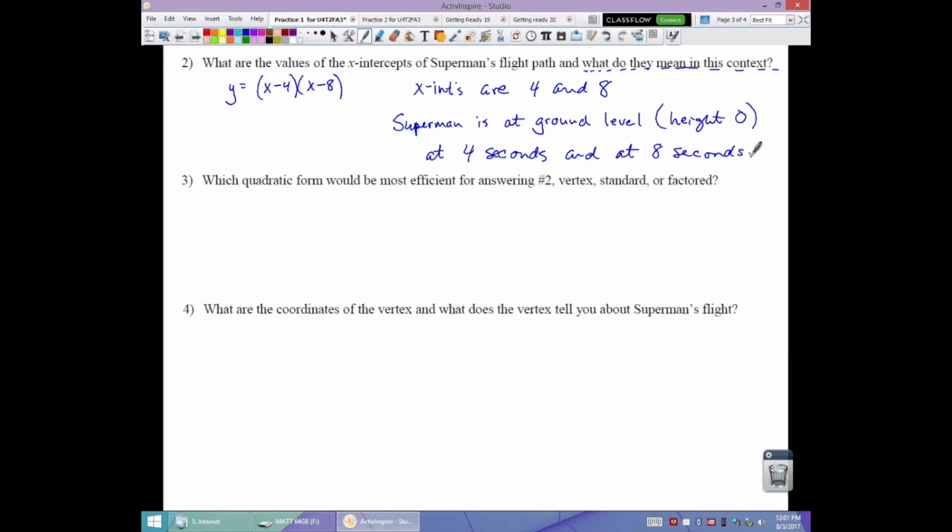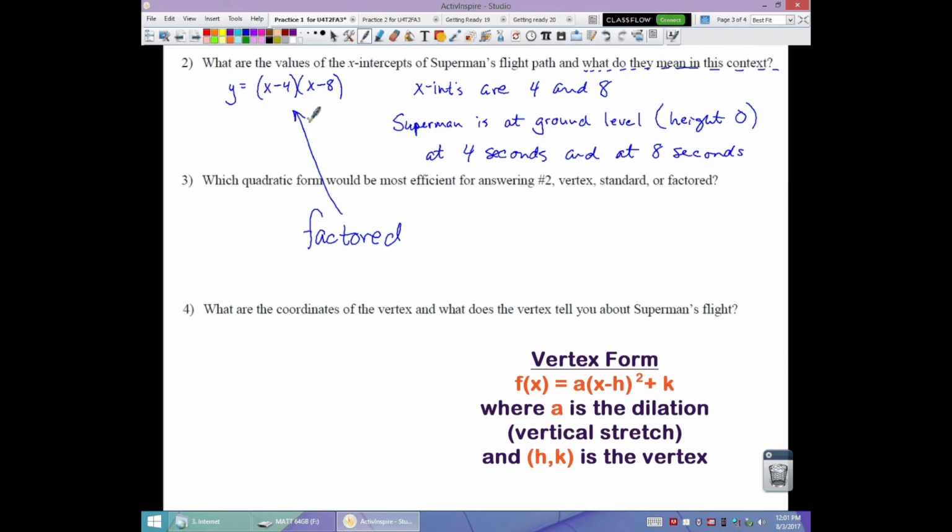Which quadratic form would be most efficient? The factored form, of course. What are the coordinates of the vertex, and what does it tell you about Superman's flight? Well, the vertex was (6, negative 4).